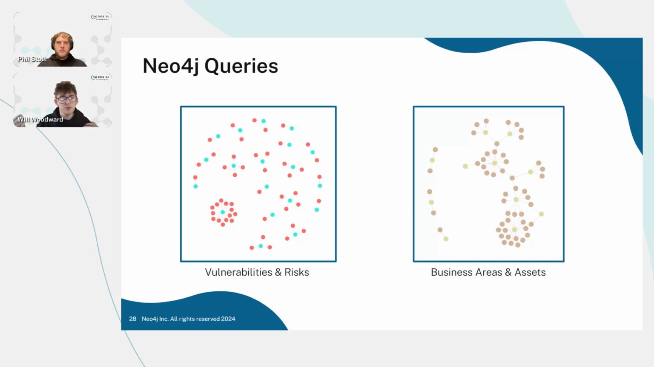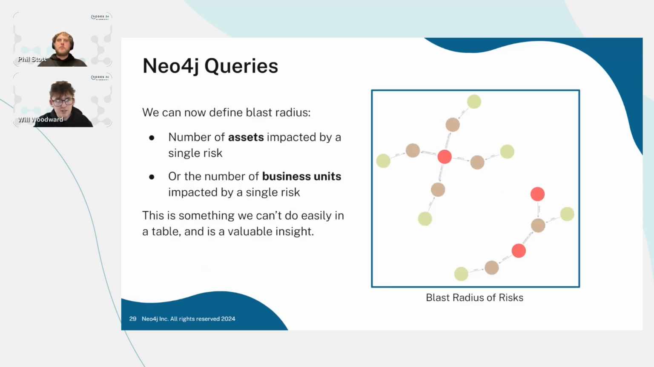Or do we need to look at more business areas properly and identify assets that may be affected by them? There are these sorts of questions that you can ask just by looking at a view of a graph that you don't get from a spreadsheet. So that's really cool, that you can start to draw these insights. There's also another query and another thing that you can look at from risks that we think is quite insightful. This is being able to view the blast radius of a risk.